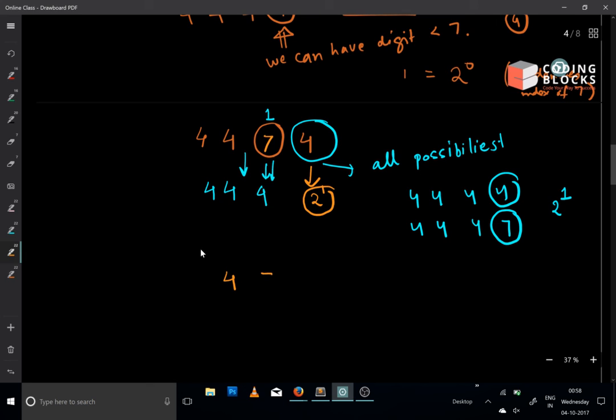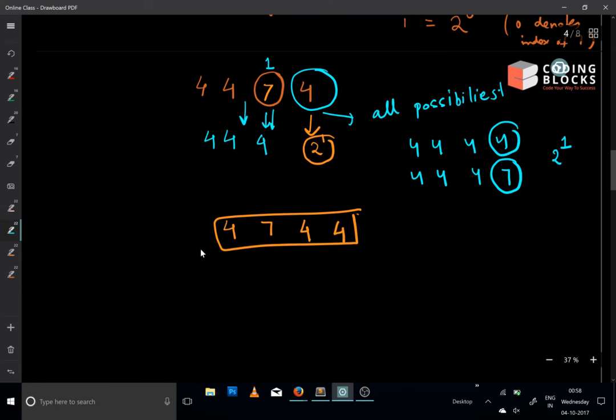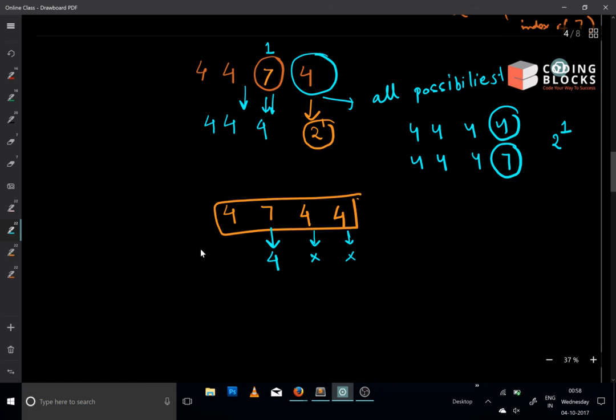Let me take one more example. Let's say the number is 4744. Now I know this 4 cannot be made any smaller, this 4 cannot be made any smaller, but this 7 can be changed to 4. So if I change this 7 to 4, I can have 2 options here and 2 options here. This conversion will give me 4 extra numbers, and this is nothing but 2 raised to the power 2. So here I can say the index of the 7 is 2. So by changing this 7, I get 4 more lucky numbers.